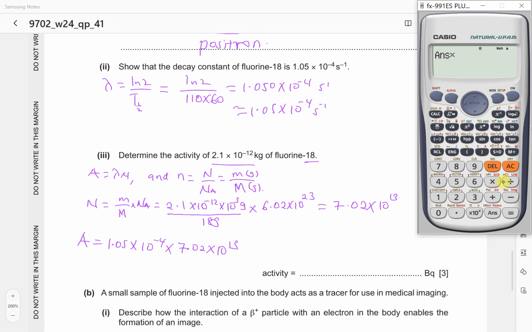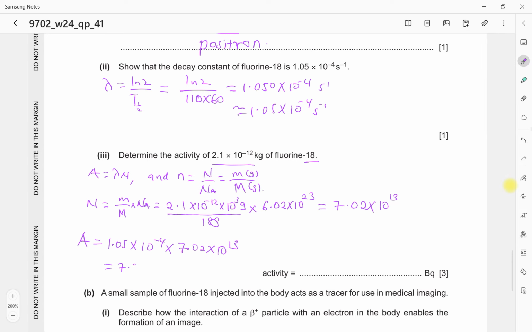I'll just say times 7.4, times 1.05 exponent minus 4. So that is, 3, how many? 1, 2, 3. That is 7.37 times 10 to the power of 9. Or I can write 7.4 times 10 to the power of 9 becquerels.